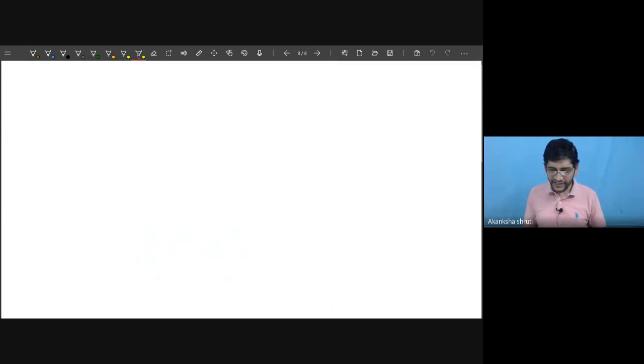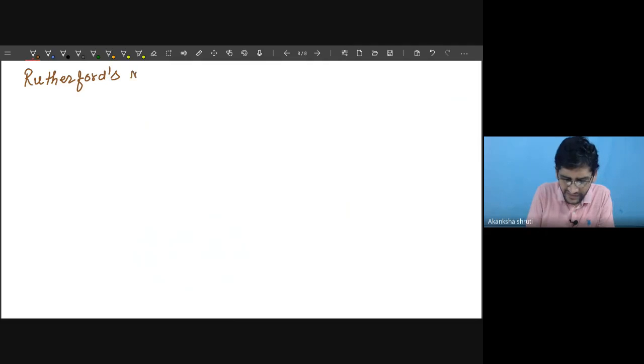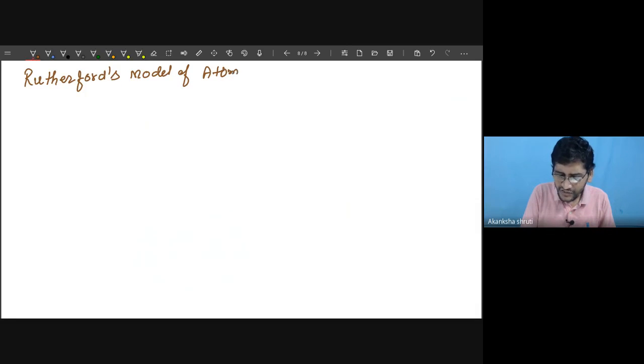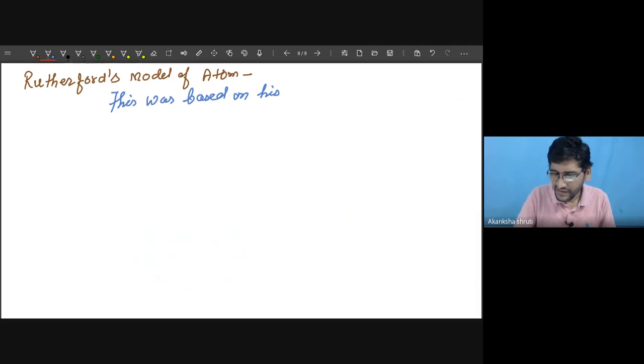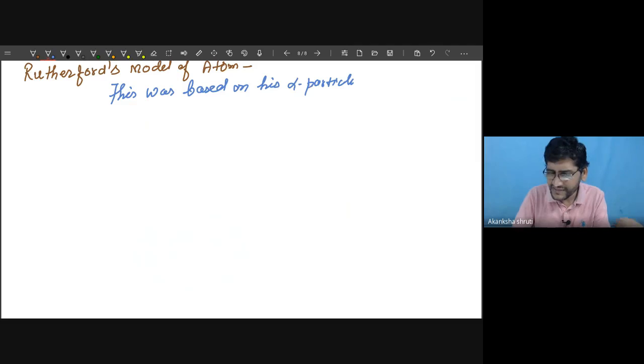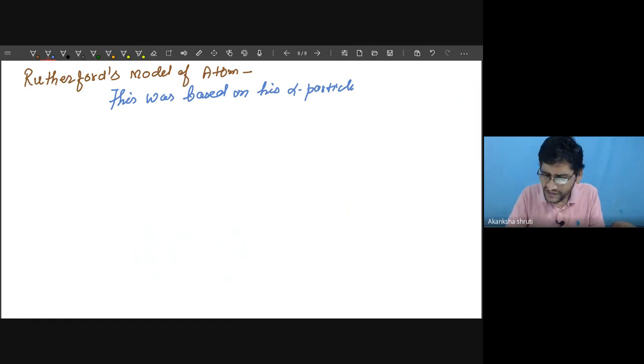Now considering these observations, what was the model proposed? So write, student, Rutherford model of atom. Model of atom based on his observations. So this was based on his alpha particle scattering experiment or alpha particle bombardment experiment. The alpha particles that are deviated are also called scattered.